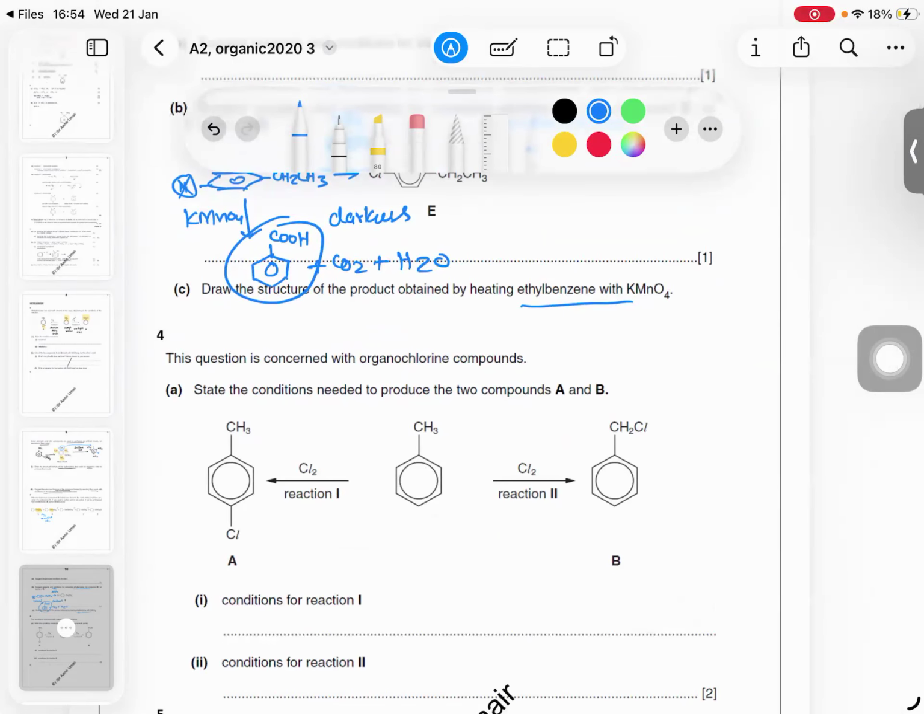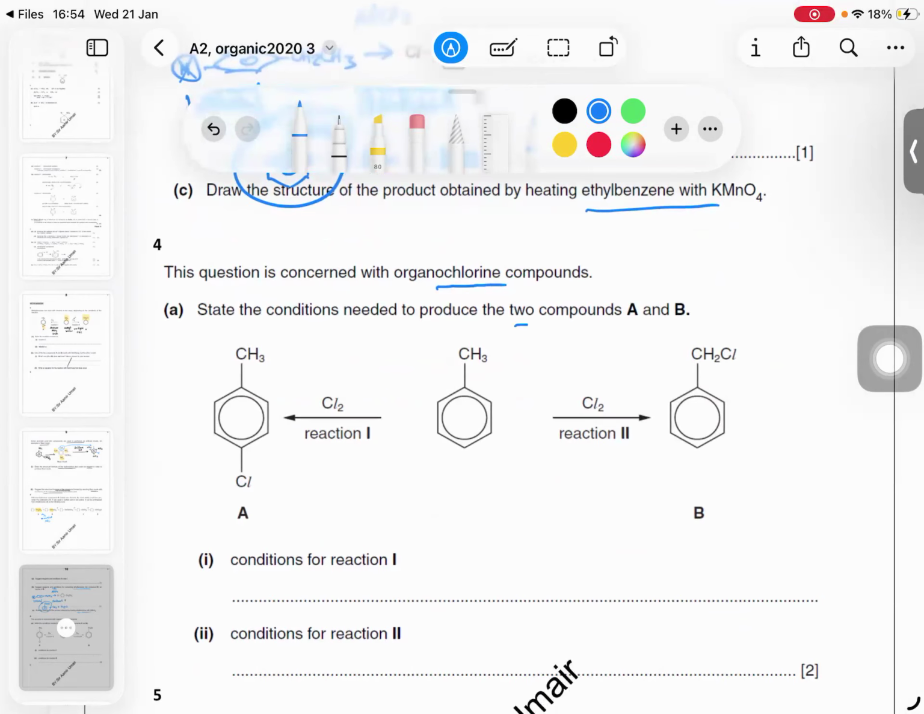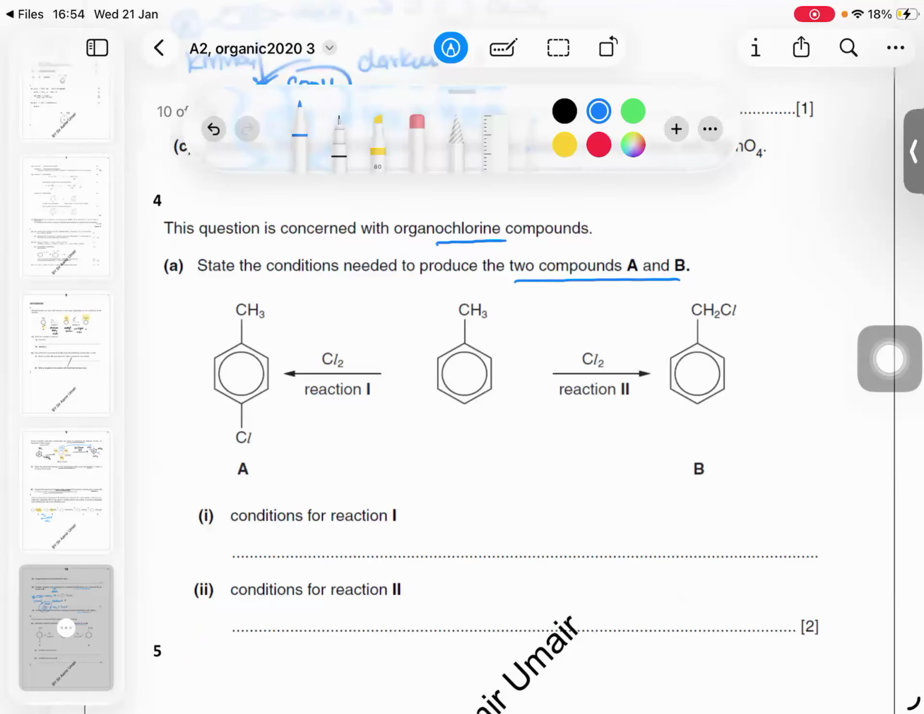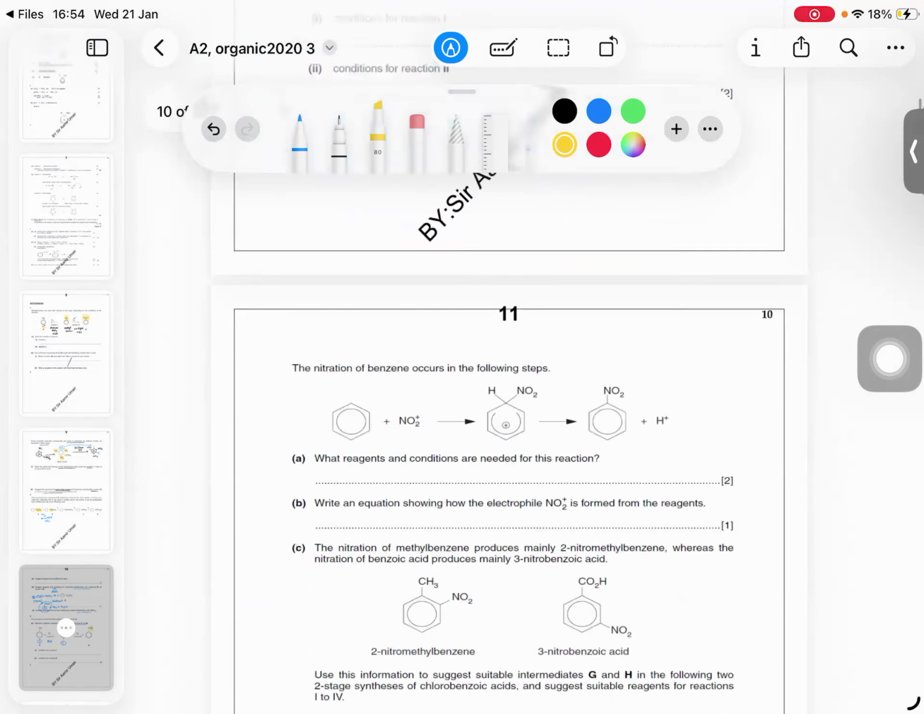The question is concerned with the organochlorine compound. State the condition needed to produce the two compounds A and B. Okay. Condition for the reaction 1. Yes, as you can see, it's again an electrophilic substitution reaction. One of the hydrogens of the benzene ring is replaced with the Cl, so it's an electrophilic substitution reaction. On the other hand, you see one of the hydrogens on this is replaced with the Cl, so side chain free radical substitution, ultraviolet light and chlorine.